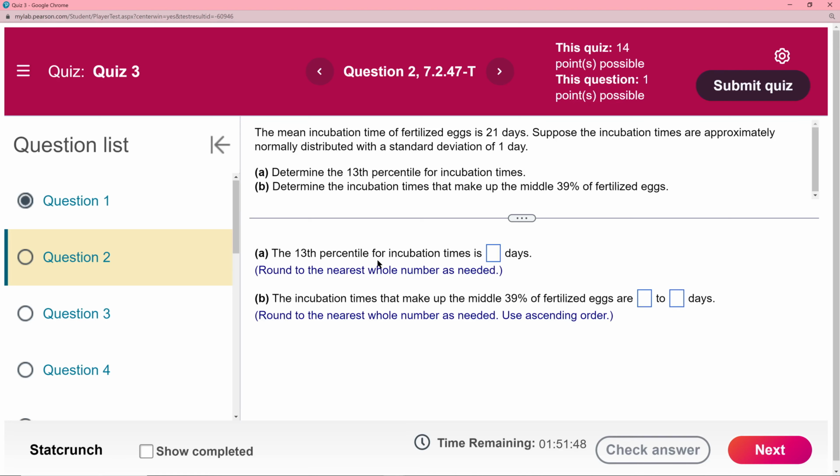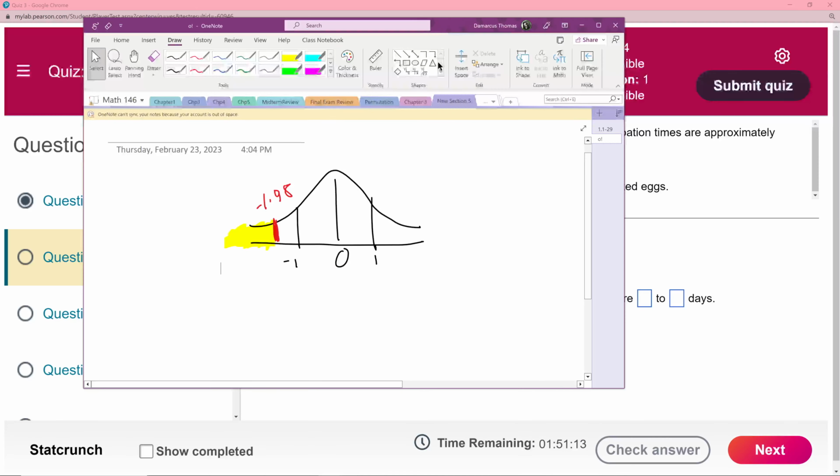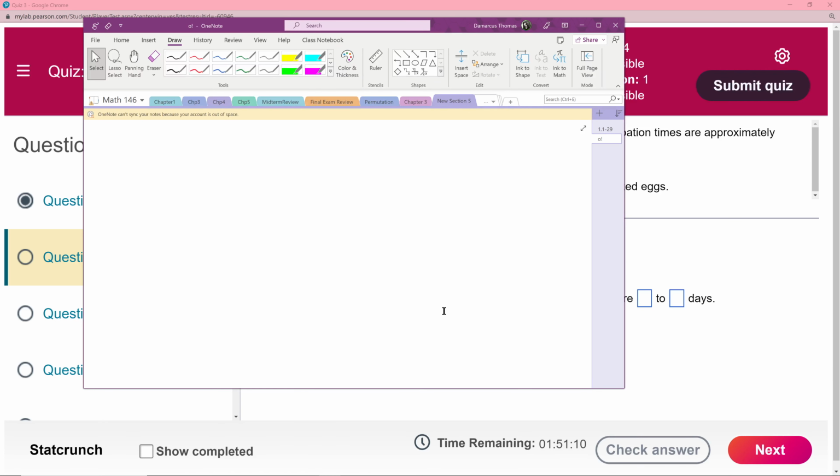The 13th percentile. So we're trying to figure out what day would be in the 13th percentile. That's pretty low. We know the mean is 21 days. The standard deviation is 1 day. We could set this up. This does follow a normal distribution, not the standard normal distribution, but it does follow a normal distribution.